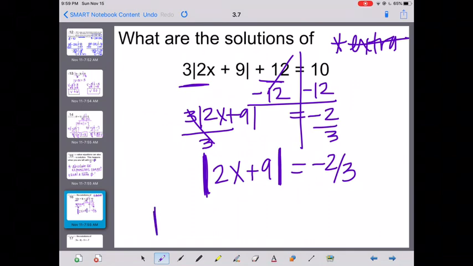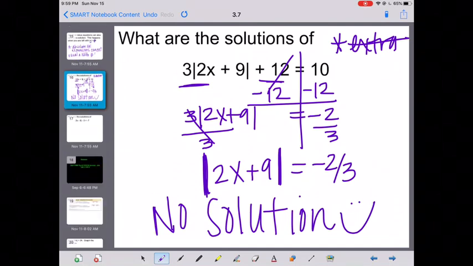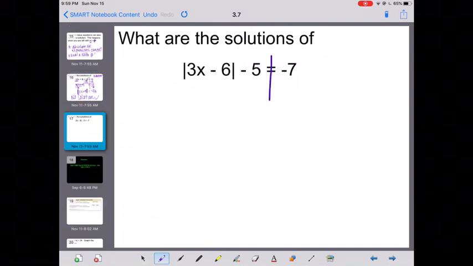I don't have to go any farther. I don't have to worry about this being a fraction because I know that I only have my absolute value expression left, and it says that it's equal to a negative number, which is not possible. So this is no solution.